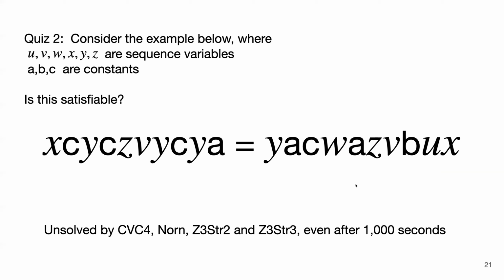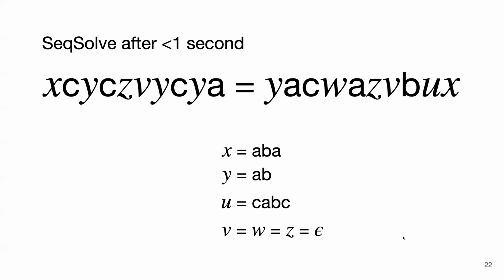So this equation was unsolved by CVC4, Norn, Z3str2, and Z3str3 even after 1,000 seconds, which is a lot of time. Even in SMT competitions, a lot less time is given for solving problems. However, our implementation of the tool was able to solve it within a second and came up with the following solution.